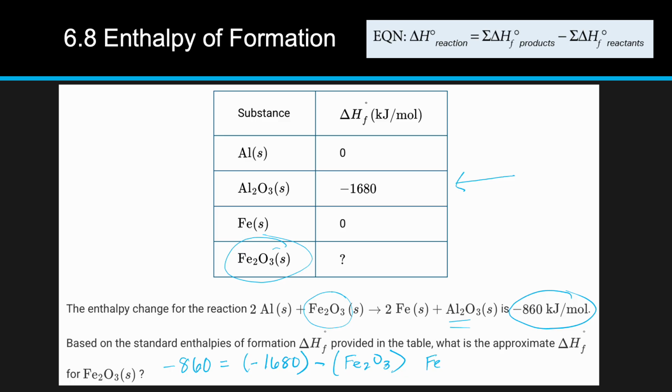So Fe2O3 is going to be negative 860 plus 1680, which is going to give us 820, and then we're going to change the sign because there is a negative in front of Fe2O3. So that's going to give us negative 820 kilojoules per mole for our standard enthalpy of formation of Fe2O3.